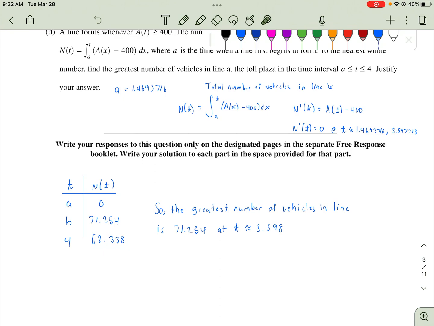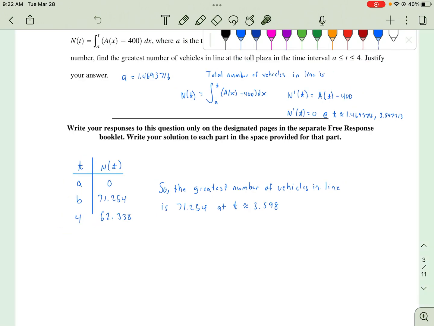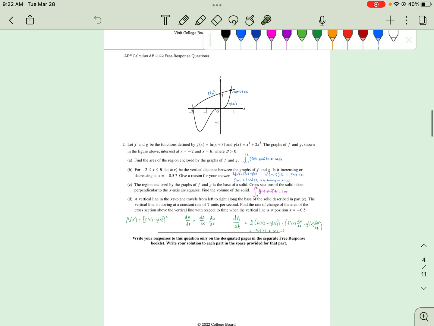And so you know the greatest number of vehicles in line is this amount of vehicles at t is approximately that. You could also do like a sign chart analysis and explain how you know that the maximum occurs at this time and how this time is actually a minimum, and that this time is also a minimum at t equals 4. So you could explain that as well.